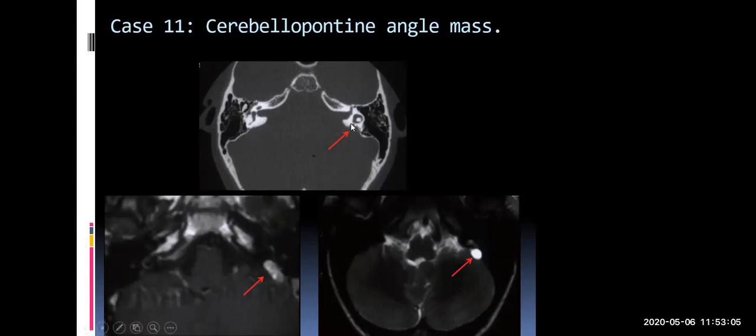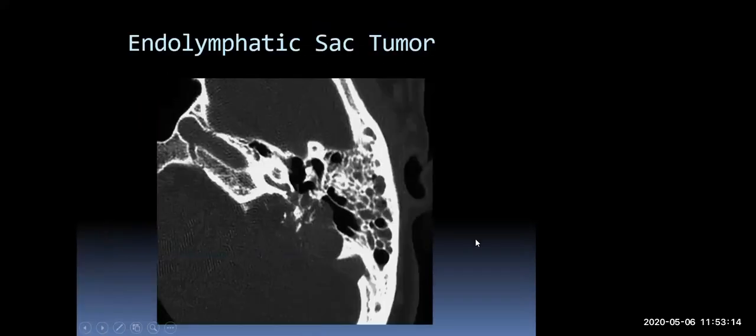And the giveaway is where they grow, right where the endolymphatic sac used to be, next to the posterior semicircular canal, and they cause a massive amount of bony destruction. This is actually a fairly little one. This is one of the ones I took care of a couple of years ago.